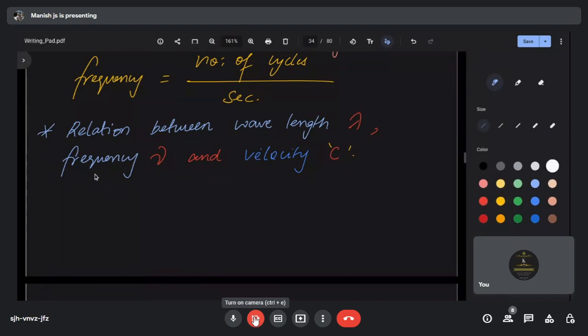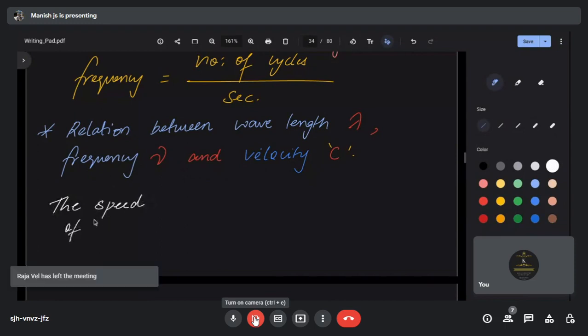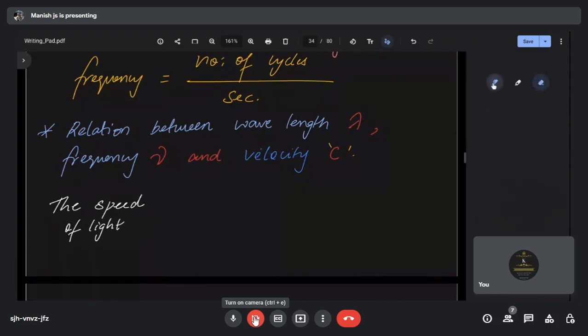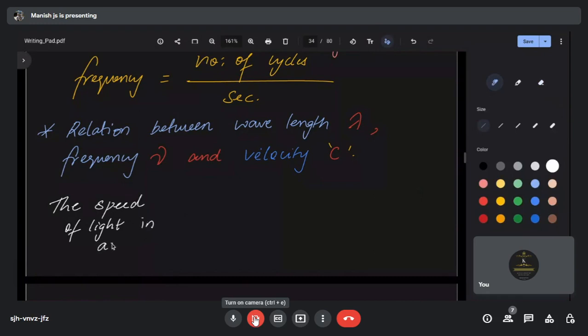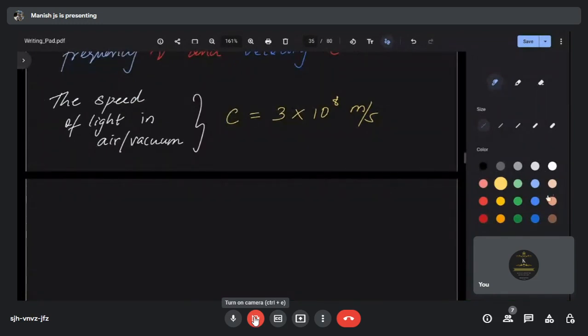You know that light is a transverse wave. So what is the speed of light in air or vacuum? Anybody? 10^8 meter per second. So speed of light in air or vacuum, that value வந்து is, அது வந்து c ன்னு சொல்லுவோம், small c போட்டு ரெப்ரசன்ட் பண்ணுவோம். It is 3 into 10 power 8 meters per second. Correct. So that is the speed.